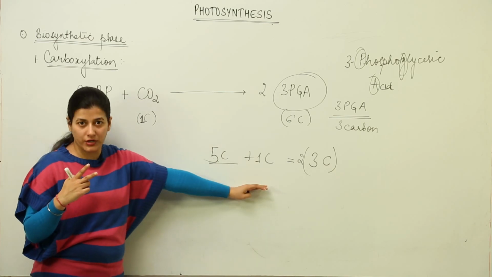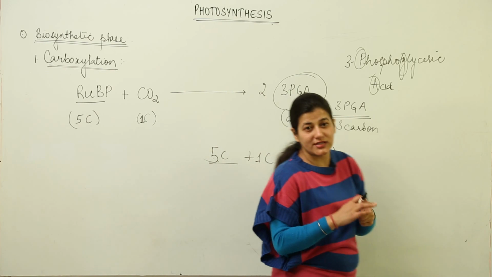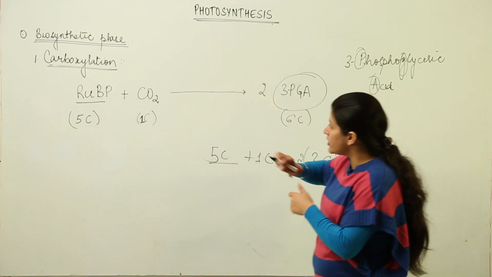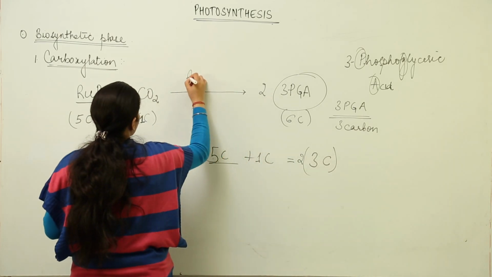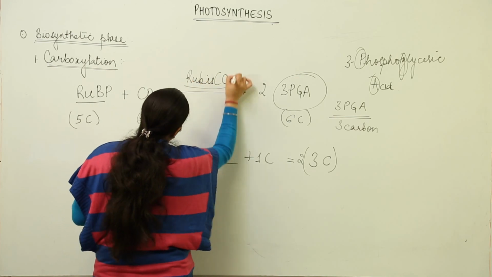This was established later on. How it was established, not why it was established, how it was established. This reaction is quite simple. Over here we have an enzyme that is known as Rubisco. You have to remember this term.